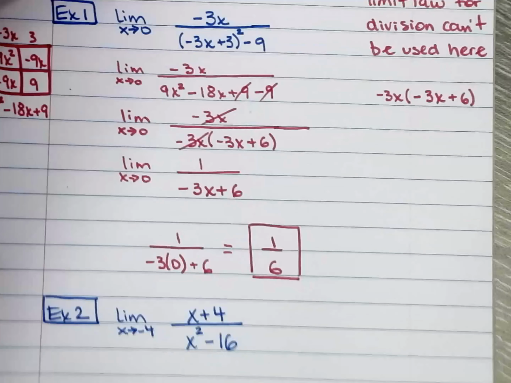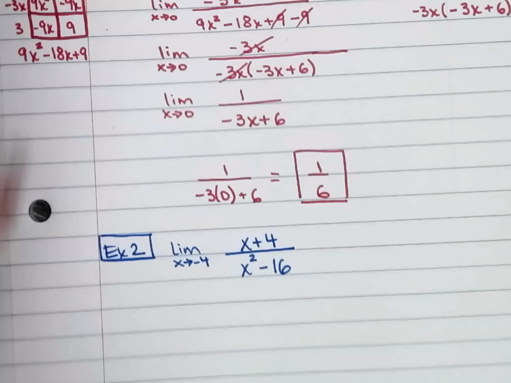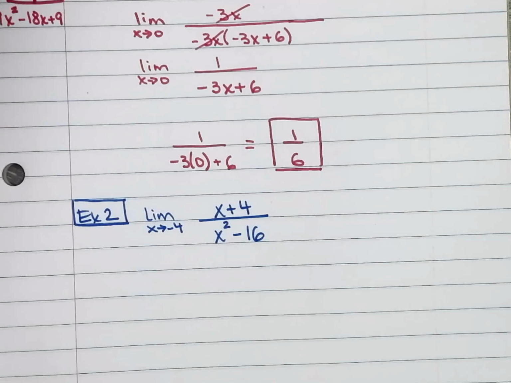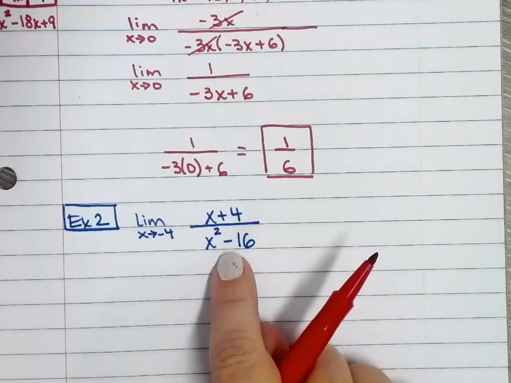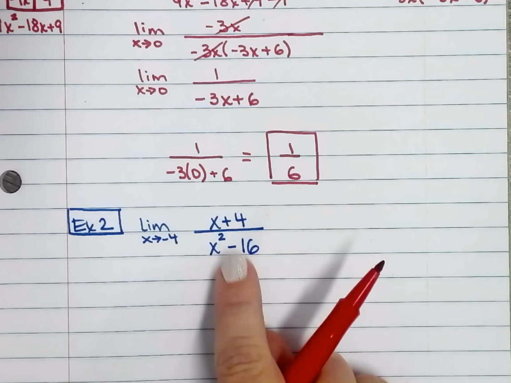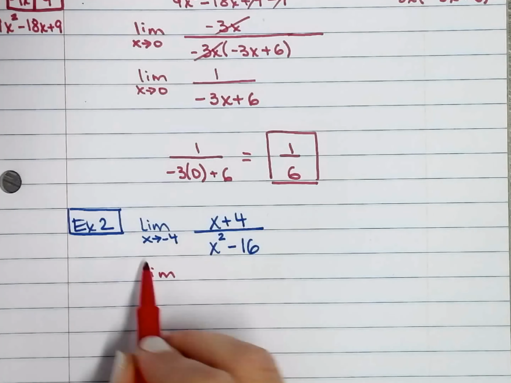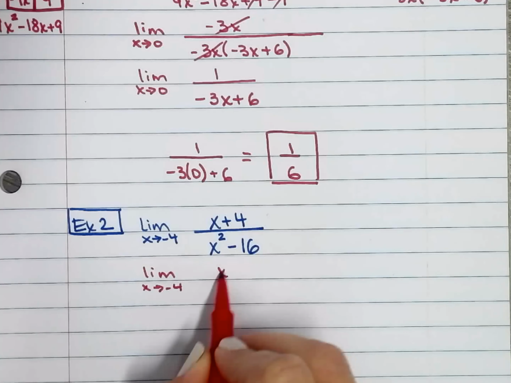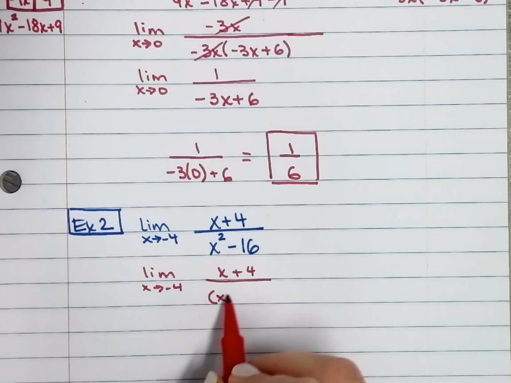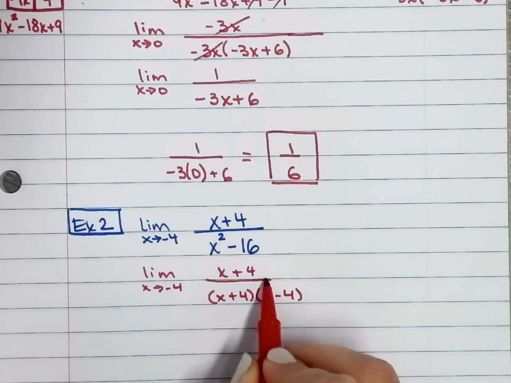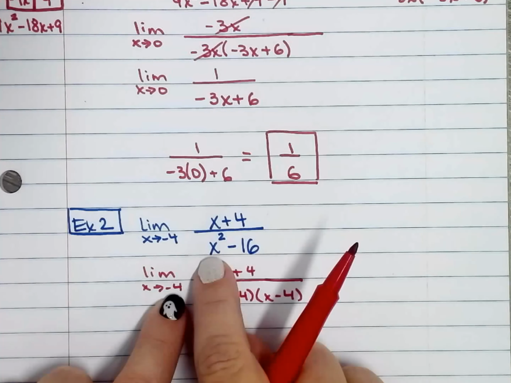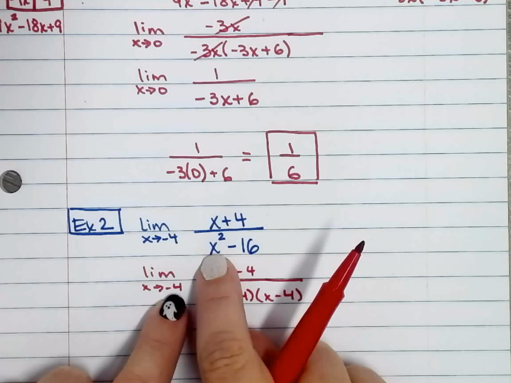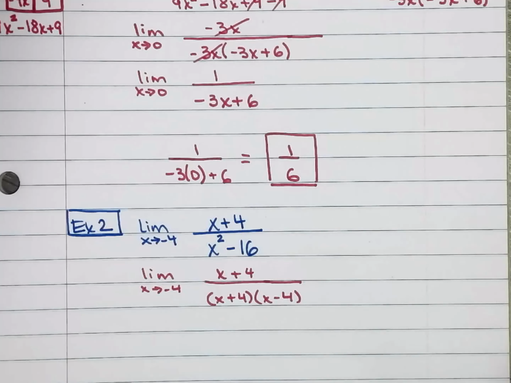One more. In this case, I have to find the limit as x approaches negative 4 of this. Before I do anything here, I want to go ahead and factor this. This is a difference of two squares. So I'm looking for the limit as x approaches negative 4 of x plus 4 over x plus 4 times x minus 4. Because this is a difference of two squares, I factored it out. I knew direct substitution wouldn't work here because it would give me a 0 in the denominator. Therefore, I have to do factorization.